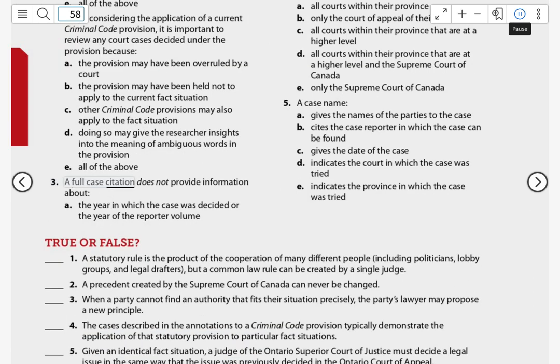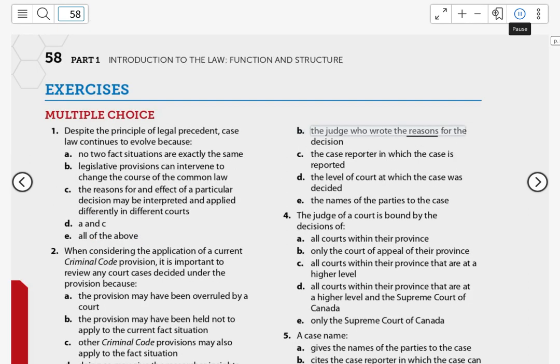3. A full case citation does not provide information about a. The year in which the case was decided or the year of the reporter volume. b. The judge who wrote the reasons for the decision. c. The case reporter in which the case is reported. d. The level of court at which the case was decided. e. The names of the parties to the case.